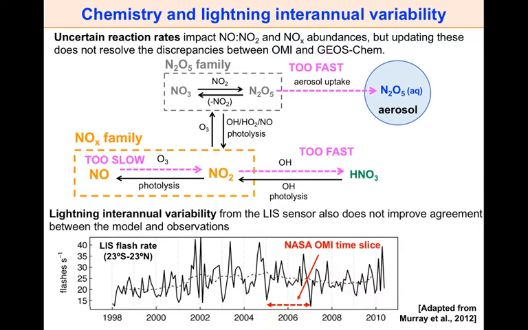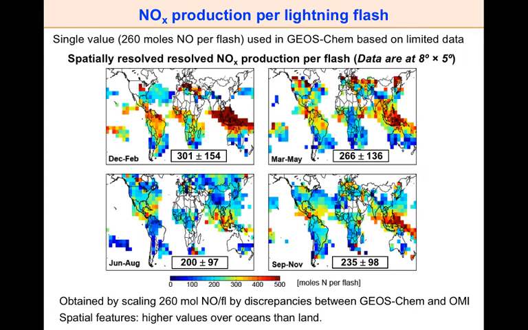The first thing I looked at is to what extent interannual variability could contribute to the discrepancies that we're seeing. When I updated the model with interannual variability and looked at these discrepancies, I found that it didn't address any of them. So the next thing that I looked at is another component in the lightning NOx parameterization, and that's using a single value to represent the NOx production per flash. In the model, we use 260 moles of NOx per flash, and so I estimated what the spatial distribution could be if I scaled this 260 moles of NOx per flash by the discrepancy that we see between the NASA product and GEOS-Chem, to try and get some spatial information about this NOx production per flash.